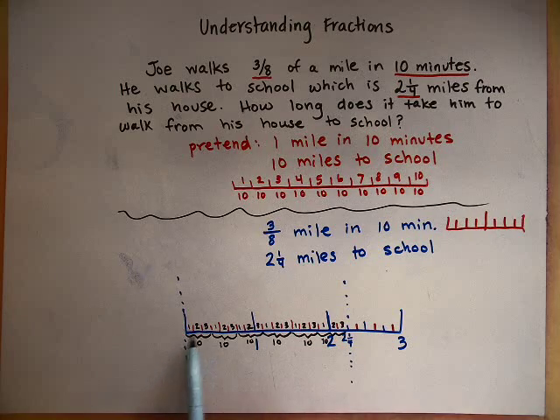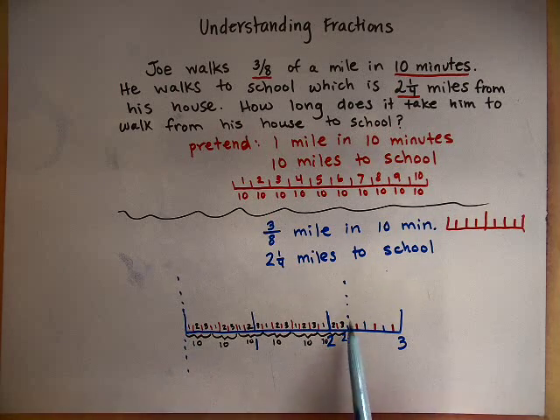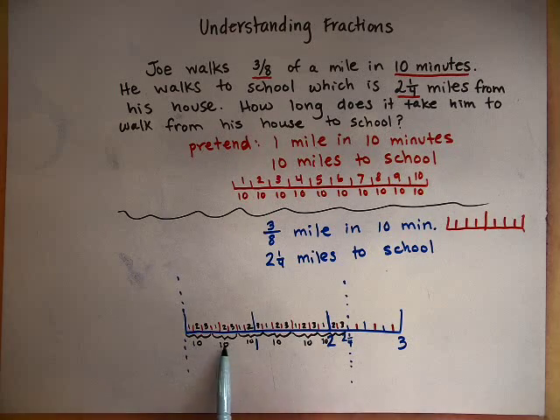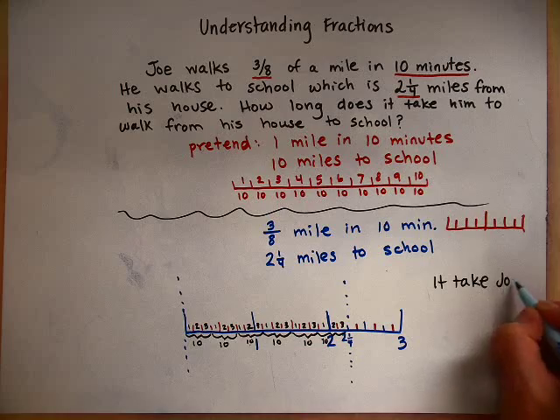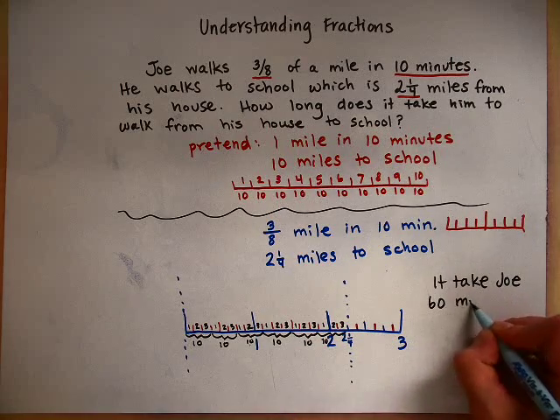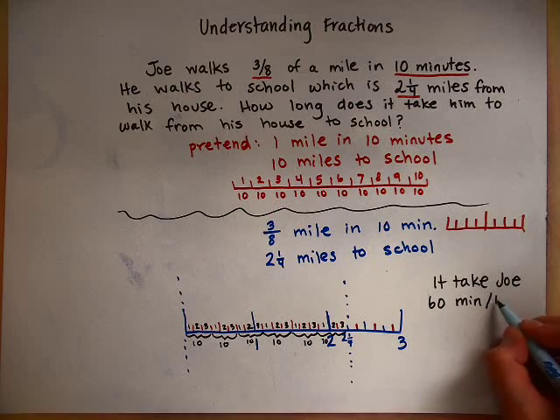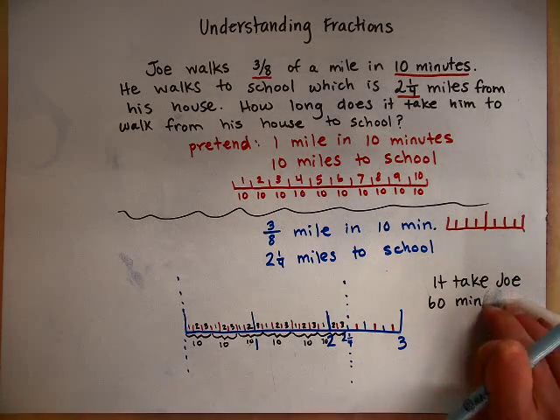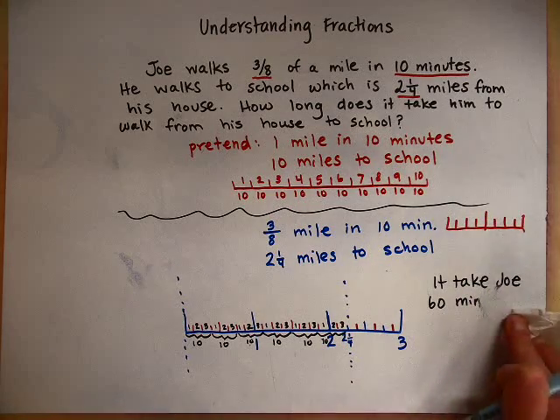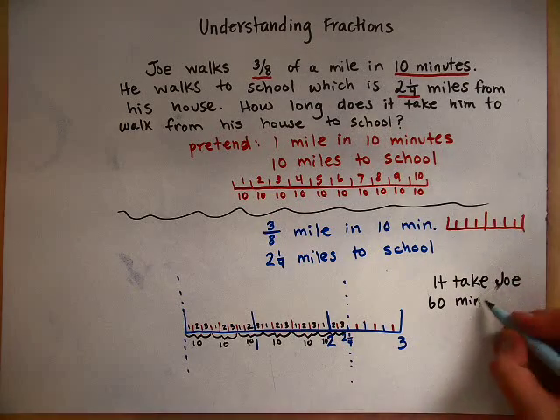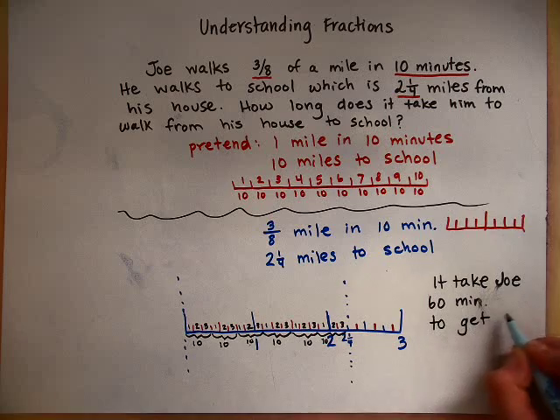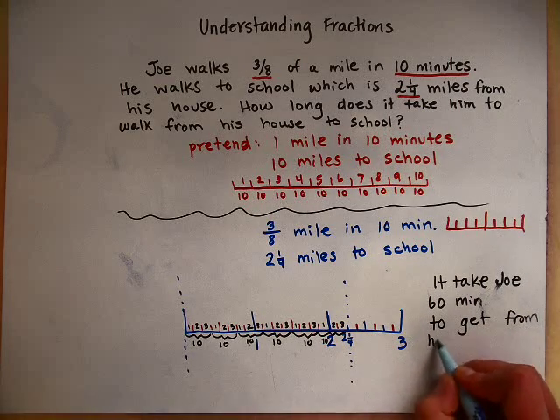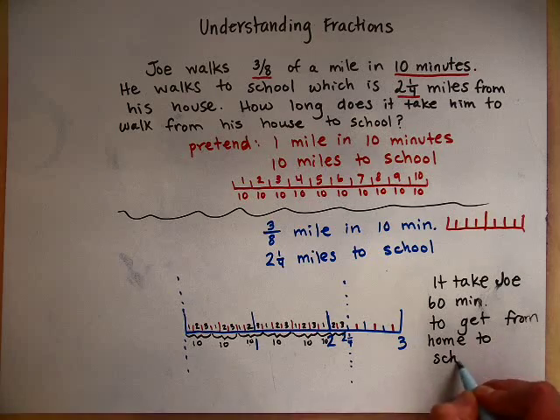So now we have all the minutes that it takes to get to the 2 1/4 point. So 10, 20, 30, 40, 50, 60. 60 minutes. It takes Joe 60 minutes, or 1 hour, to get from home to school.